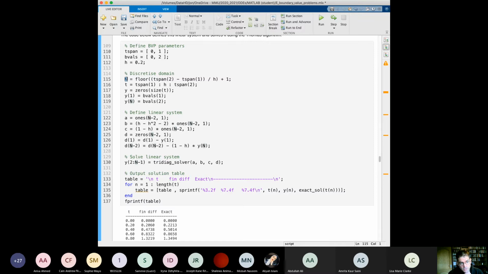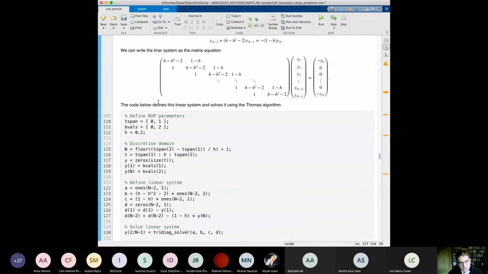Discretize the domain, so calculate what your big N will be. That's to do with the range of your domain divided by h, plus 1. T is going to be equally spaced values from your lower bound for t to your upper bound in spaces of h. I'm going to start off by initializing a solution array of all zeros. So y is my solution array. The first element in y I'm going to set to the lower boundary value, and the last element in y I'm going to set to the upper boundary value.